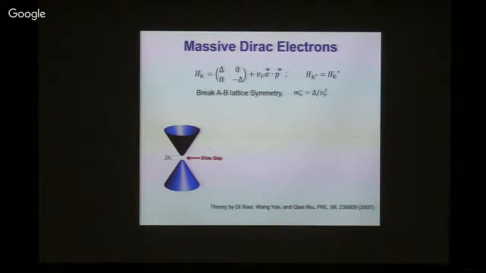Or you might wonder, why do we care about studying massive Dirac electrons in graphene when we have massive Dirac electrons in our everyday life? And the answer is, if we can do it in graphene, we can actually control the mass experimentally and potentially other parameters. And that really allows us to answer different types of questions.